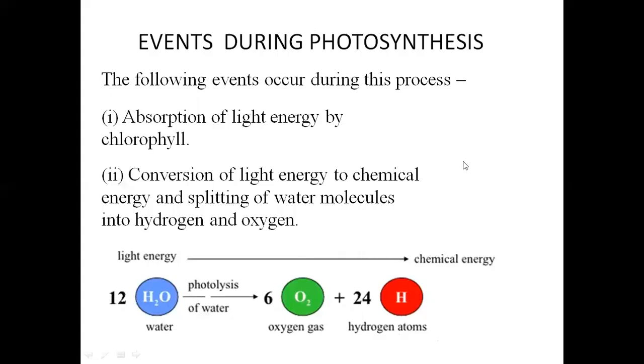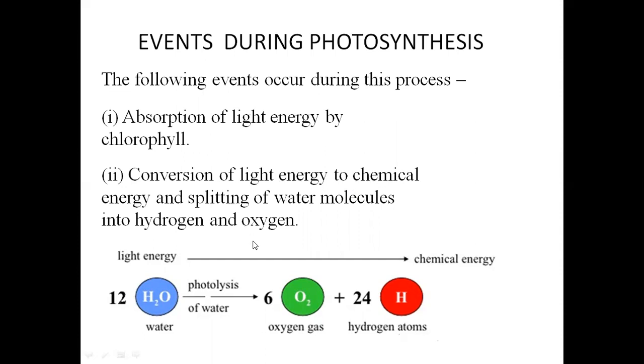Now we shall discuss the important events that occur during photosynthesis. The first and major step in photosynthesis, of course, is the absorption of sunlight by chlorophyll. So when the sunlight falls on the leaf, the chlorophyll is able to absorb it, and later on this sunlight is converted into chemical energy, which will be further used in the next reactions taking place under photosynthesis. So the light energy is absorbed by the chlorophyll, later on converted into chemical energy.